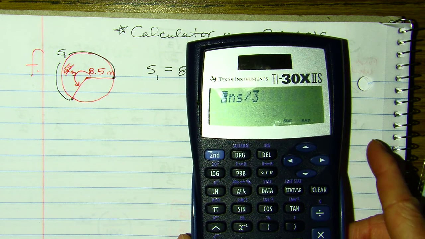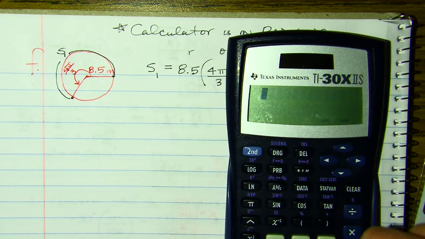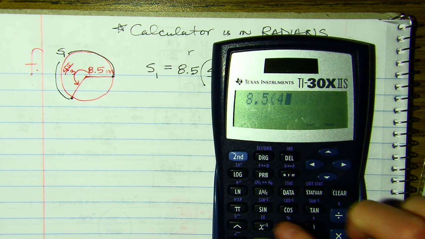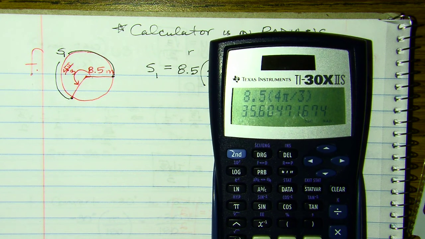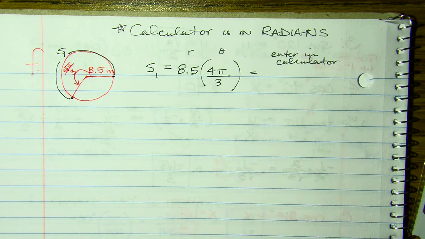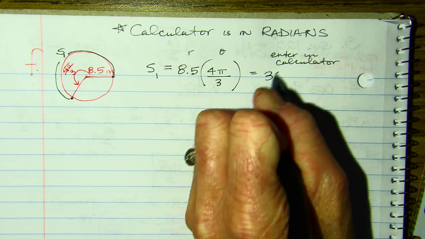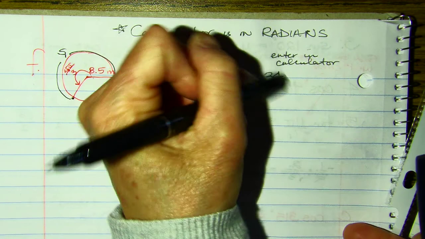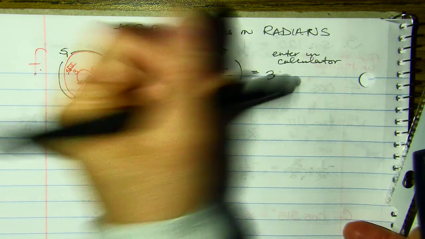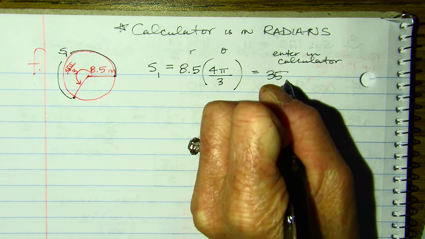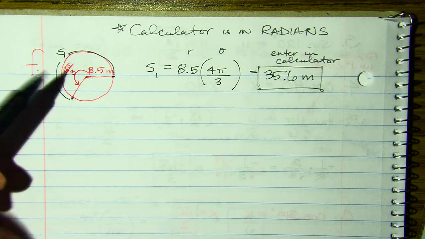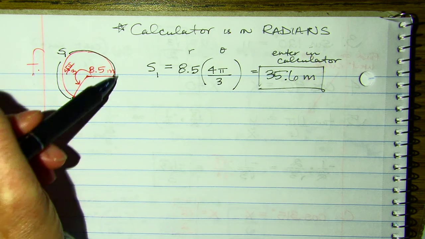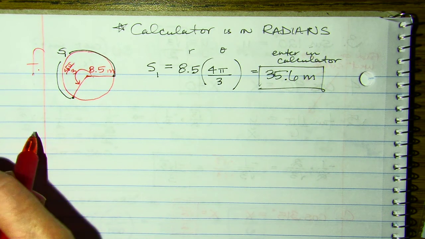So I'm going to do this in radians. I have 8.5 times 4 pi, there's a pi button on your calculator, divided by 3. And I end up with 35.60. I don't know why I wrote a 4, even though I showed 5. 35.6 meters. So that is the measurement of the arc from here to here. So let's try part G.